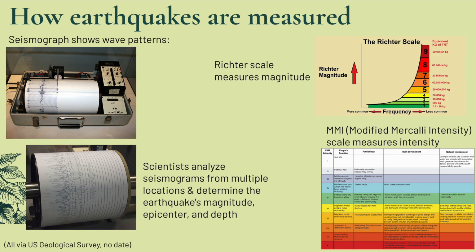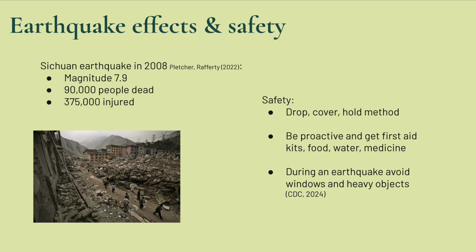Earthquakes are measured through a seismograph, which shows the wave patterns, and scientists analyze these seismograms from multiple locations and determine the earthquake's magnitude, epicenter, and depth. The Richter scale measures the magnitude of an earthquake, and the MMI scale measures the intensity of an earthquake. And those are in the visuals there.